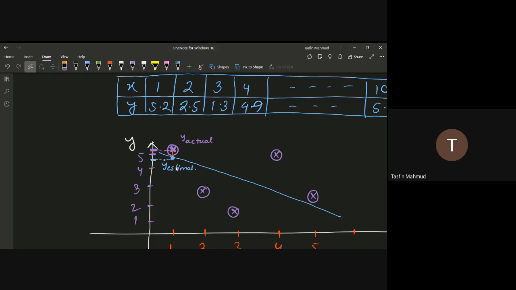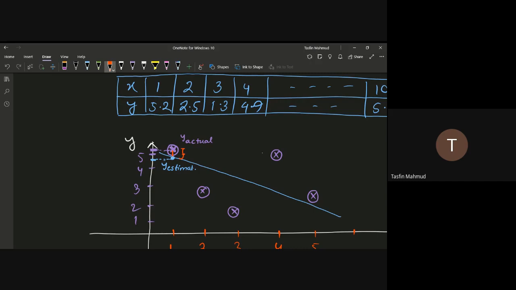So if we subtract the y actual from the y estimate, we will get the error, and then we will have to square that term. So if we subtract, then we will actually get this portion, right? We will get this portion, and we will square this term.